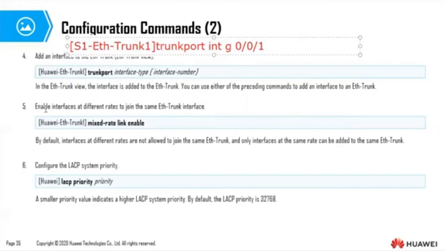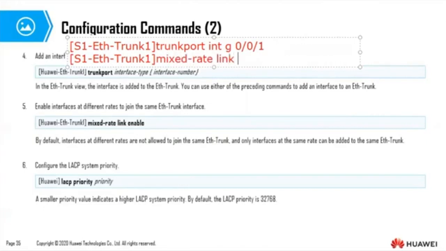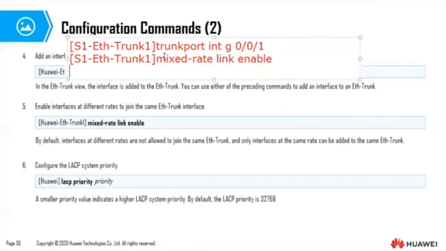Okay, then enable interfaces at different rates to join the same Ethernet trunk. So remember we said that you should not add interfaces that are transmitting at different rates to the same Ethernet trunk. But if you want to enable that, you can use the command mixed-rate link enable. So that's the command to do that.